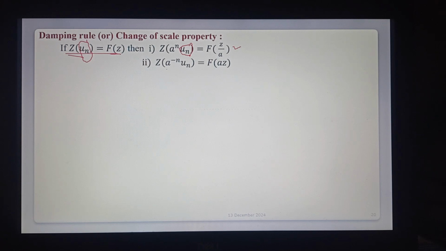Similarly, with multiplication by a^(-n), in the F(z) we replace z by az. So this is the statement of the damping rule, or change of scale property.